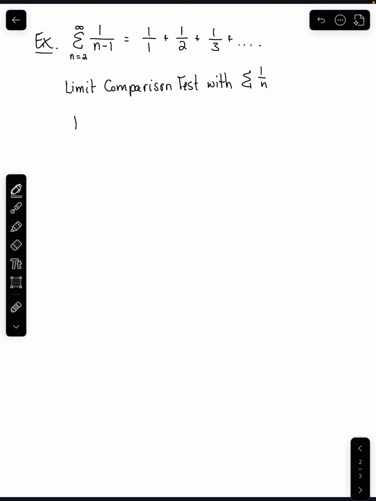So the idea here is to take the limit as n goes to infinity of the original series 1 over n minus 1 over the comparison series 1 over n. Now this is a complex fraction, and one way to handle them is to rewrite the division as a multiplication. The numerator multiplied by the reciprocal of the denominator. And this gives us the limit as n approaches infinity of n over n minus 1.